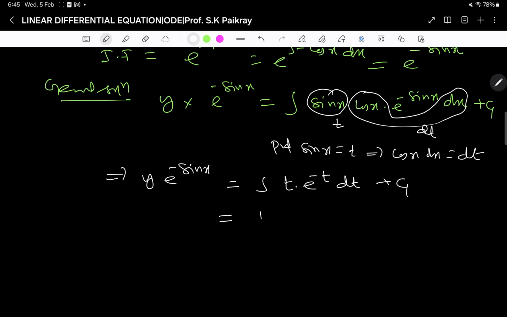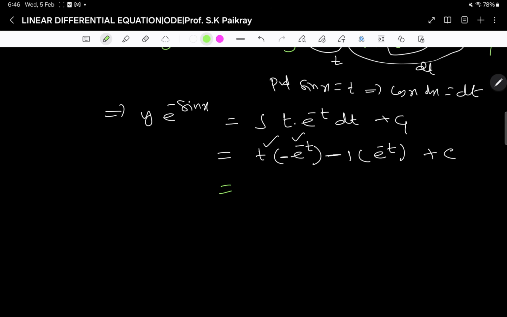So integration by parts, t integral of this e to the power minus t, minus, and put a negative sign, the derivative is 1 here. Integration of this is minus e to the power minus t, again 1 minus e to the power minus t. Okay, then plus the constant. There is a constant of integration with c1, it comes to your c. Now substitute the value of t, it is minus sin x e to the power minus sin x minus e to the power minus sin x plus c.